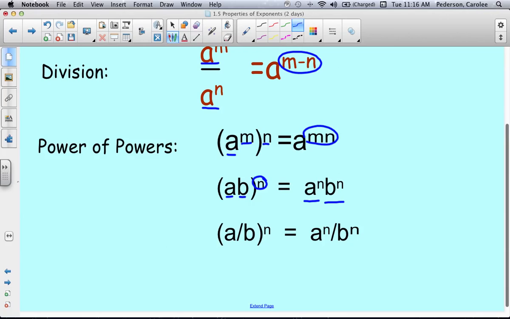The last property on this slide is a fraction. You have two bases, a divided by b, raised to some power n. You can again distribute the n into both: a to the n divided by b to the n. So go ahead and finish writing up these properties.